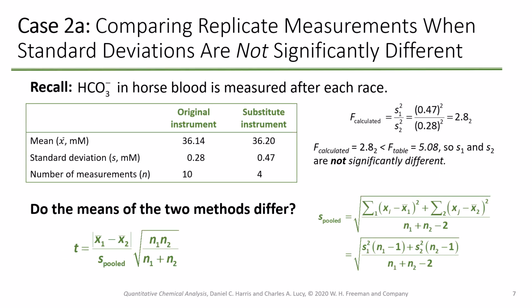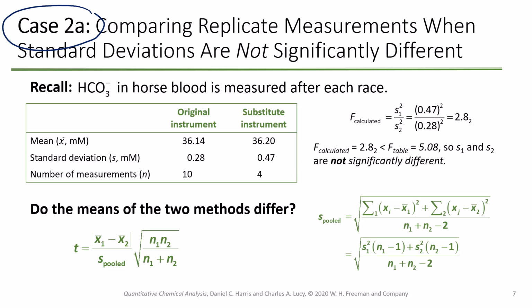Here's case 2A. I do provide these equations on the exam, so don't worry about having to memorize them. But we always have to start with an F-test, because if it passes the F-test, meaning that F-calc is smaller than F-table, and the standard deviations are not significantly different, then you have to do a case 2A. If F-calc is greater than F-table, then you have to do a case 2B.